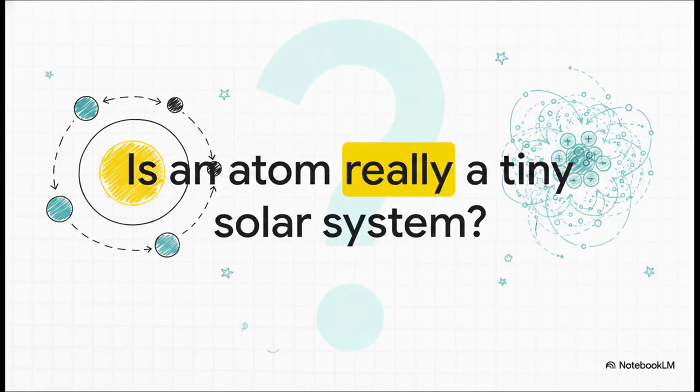I want you to picture a classic atom. Think back to your very first science class. The image that pops into your head is probably a miniature version of our own solar system, right? You've got this sun in the middle and little planets zipping around it in neat little circles. But here's the big question. Is an atom really just a tiny solar system?